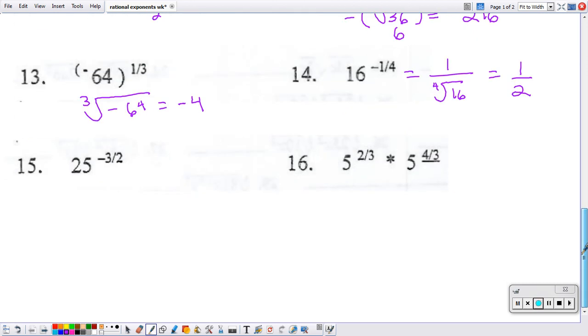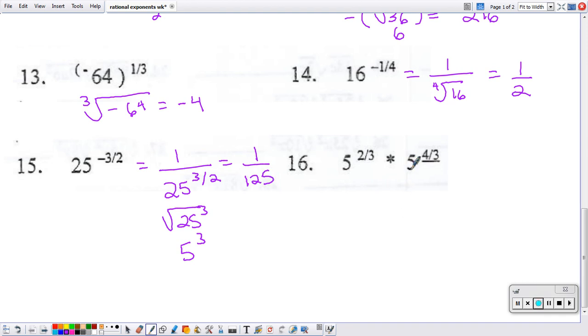And the last two problems in this section, again, we have another negative exponent. So we've got 1 over 25 to the 3/2. We want to think to ourselves, what's better, the 3 or the 2? What do I want to do first, cube or square root? I definitely want a square root first because I know that the square root of 25 is 5. And I'm going to cube that, and my final answer is going to be 1 over 125.